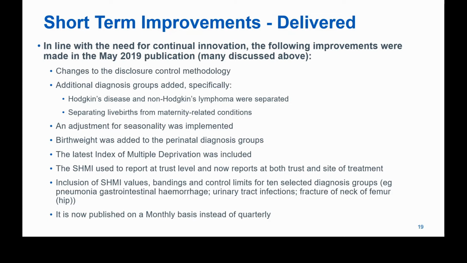We've also included some SHMI values, bandings and control limits for 10 selected diagnosis groups. They tend to be the bigger ones that we feel comfortable reporting on at that level of granularity. And it used to be reported on a quarterly basis. It's now reported on a monthly basis. So it's just reflecting what I said earlier about the timeliness of data from the Code of Practice for Statistics. The quicker we get it out there, the more relevant it is. And we've also sped up how we actually publish it in terms of the date ranges that we're using. So we've brought that forward a month as well.